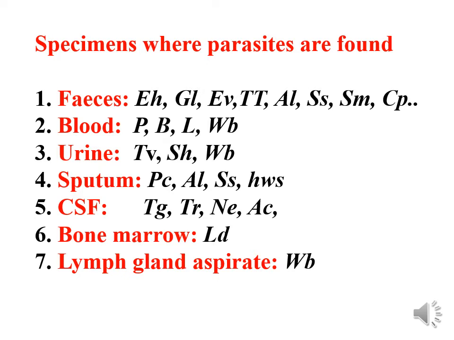Cerebrospinal fluid, usually parasites that invade the central nervous system, could be Toxoplasma gondii, which is very important in pregnancy. TR, standing for trypanosoma, causing sleeping sickness. And we said there are two species of trypanosoma causing human infection, Trypanosoma rhodesiense and Trypanosoma gambiense.